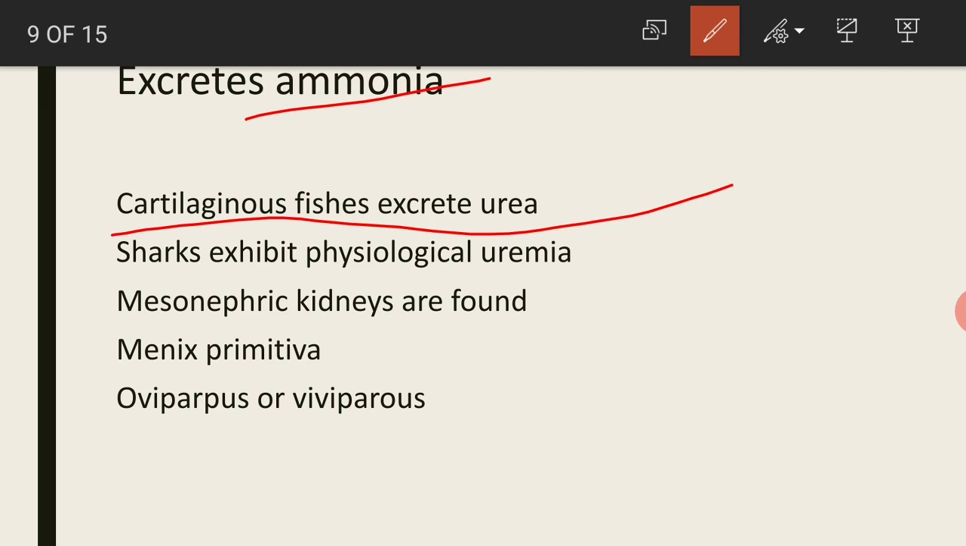And coming to the sharks, they retain urea in order to maintain the osmotic balance, and this condition of retention of urea in the blood is called physiological uremia. In case of human beings, if it occurs, it becomes pathological uremia. So uremia is a condition where urea or urine is retained within the blood. So sharks exhibit physiological uremia.